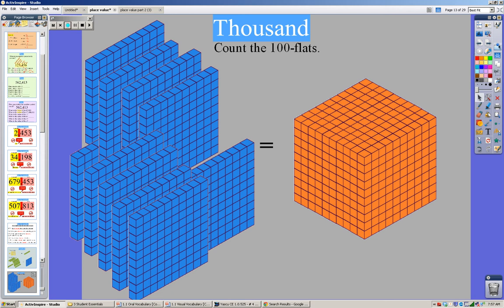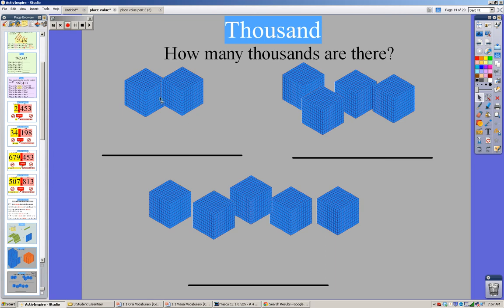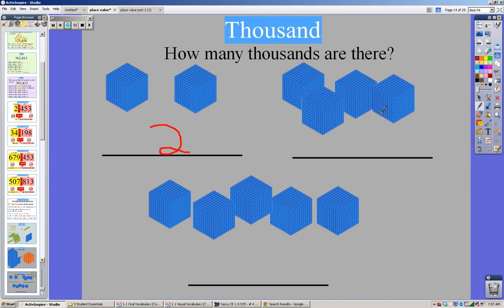These little blocks are just to show you the different types of place value that we have. Now, how many thousands do I have here? I have one of these big blocks and one of these big blocks. Do you guys know it? Yeah, there's 2. Now, let's look at this one. I have 1, 2, 3, 4. How many thousands are there? Now you got it. It's 4. And let's look at the last one. 1, 2, 3, 4, 5. I've got 5 of these big old blocks. That is 5,000. Good job, guys.